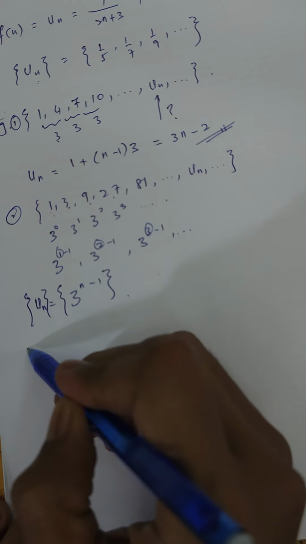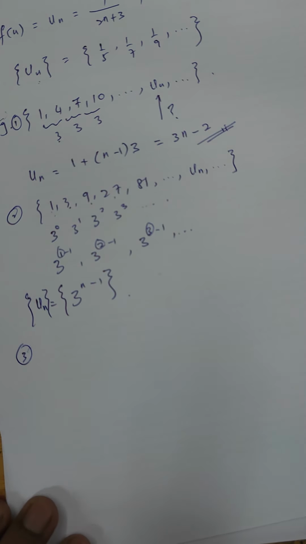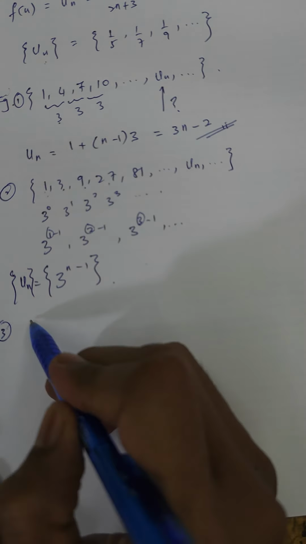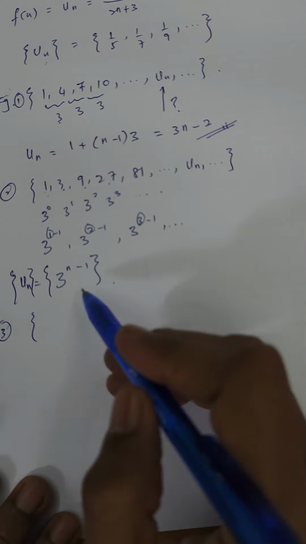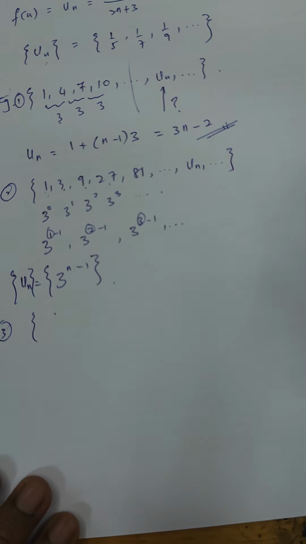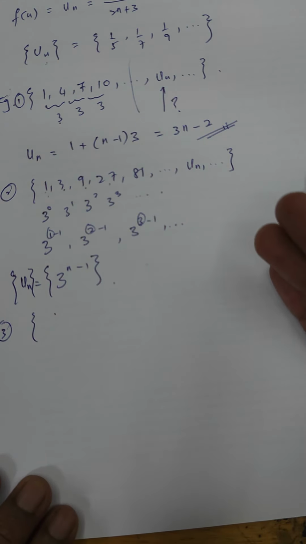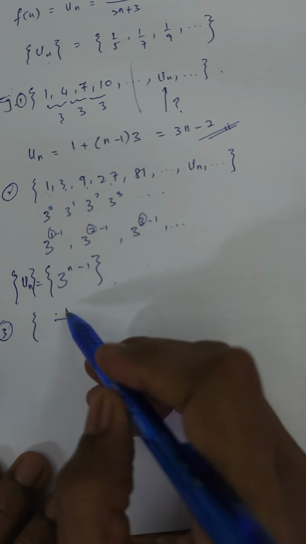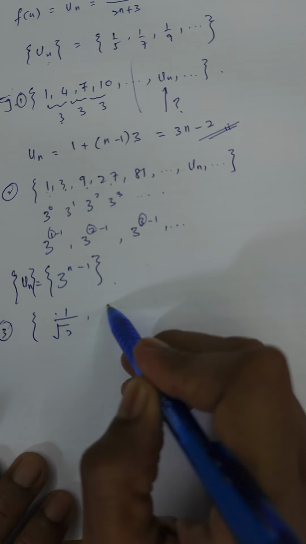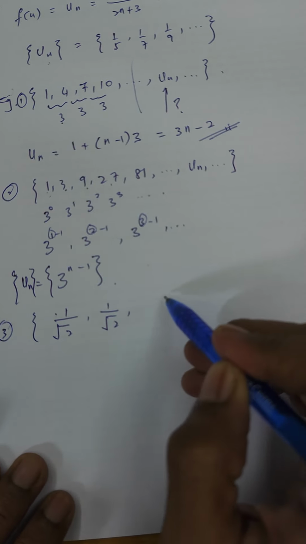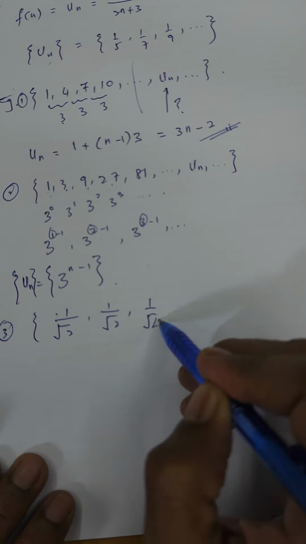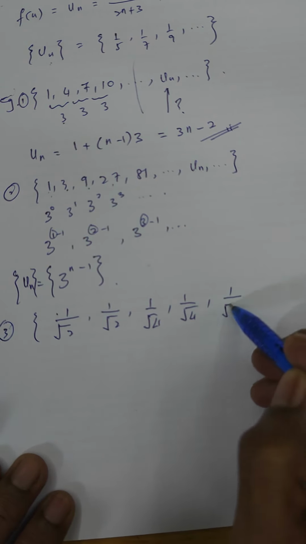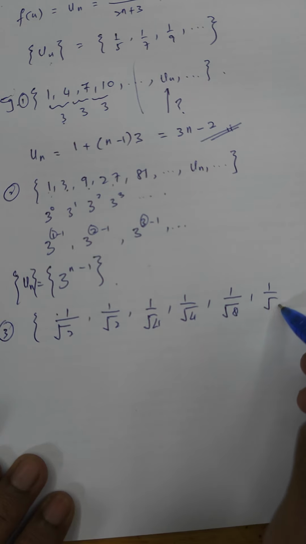Another example. Of course there are many forms of sequence. One of them is this normal one, where you can find the n-th term straight away, but in other cases, for example this one, you have square root 2, 1 over square root 2, 1 over square root 4, 1 over square root 4, 1 over square root 8, 1 over square root 8, and so on.